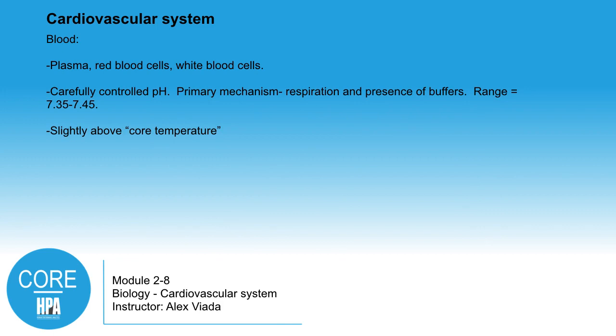There we go. Blood is composed of three major components. There is the plasma, which is the basic blood volume carrier fluid, red blood cells, and white blood cells. It is important to note that the pH of blood is carefully controlled. Any deviation outside this 7.35 to 7.45 pH is extremely dangerous to the body.